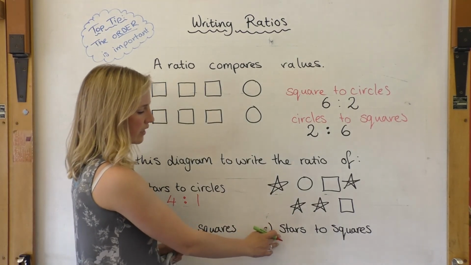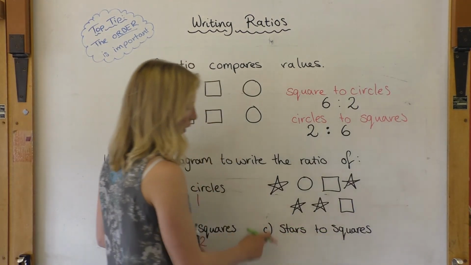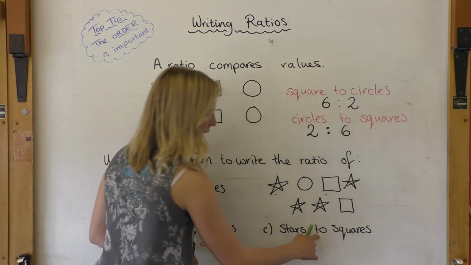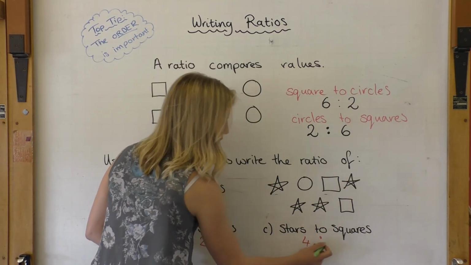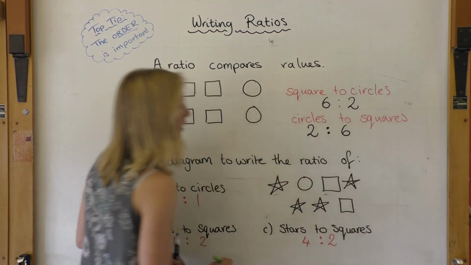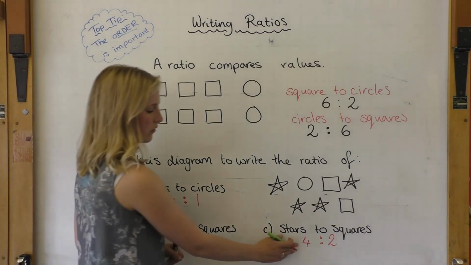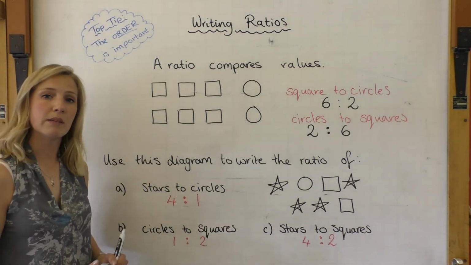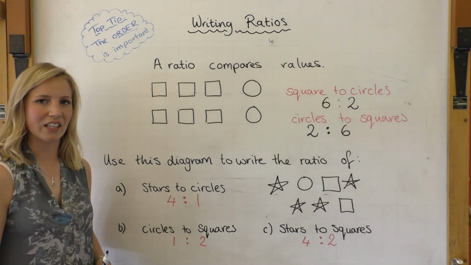Lastly, I'm going to look at stars to squares. Well, I have 1, 2, 3, 4 stars, and my colon for my 2, and I have 2 squares. So this ratio is written as 4 to 2. However, it can be simplified, and that's going to be the next lesson that we look at.